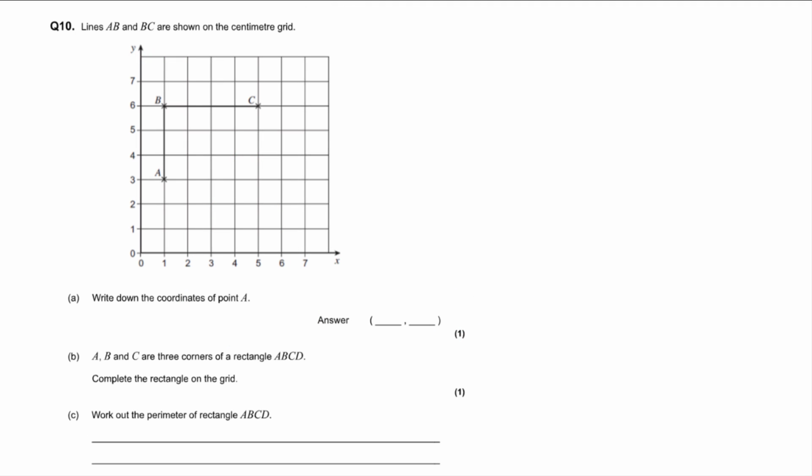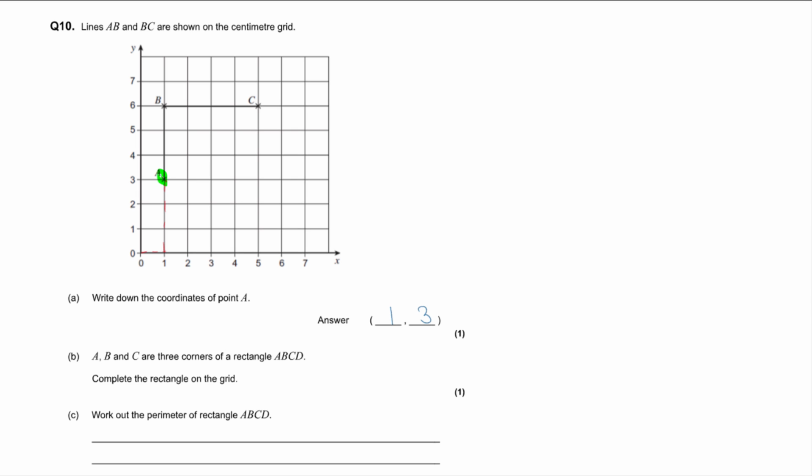Question 10. Lines AB and BC are shown on the centimeter grid. Write down the coordinates of the point A. Well, the coordinates of point A is here, isn't it? So when you're doing coordinates, it's along the corridor, up the stairs. So 1 along, 3 up. That's going to be coordinates 1, 3. ABC are 3 corners of a rectangle ABCD. Complete the rectangle on the grid.